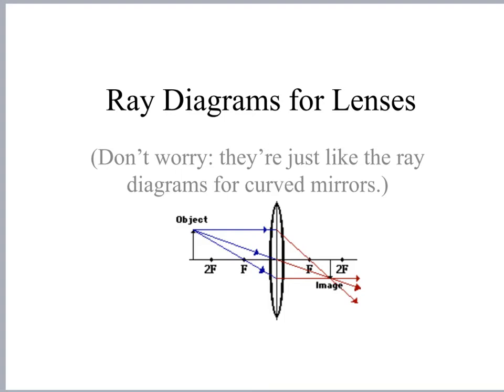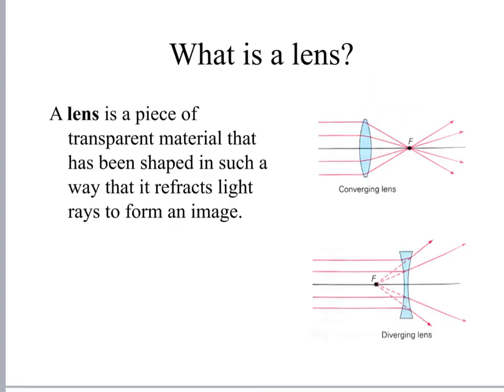Hello, hello. Today's lesson is about ray diagrams for lenses. Now, what is a lens, you might ask? Well, it's basically just a piece of transparent material, either glass or plastic, that has been shaped in a way that allows light to refract through it and form an image.